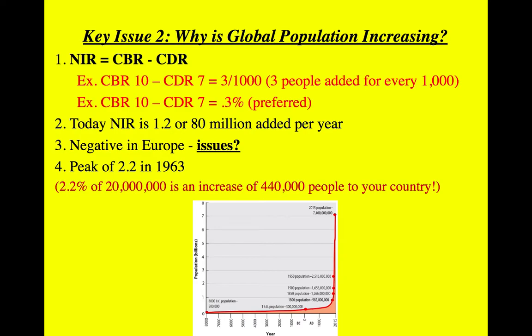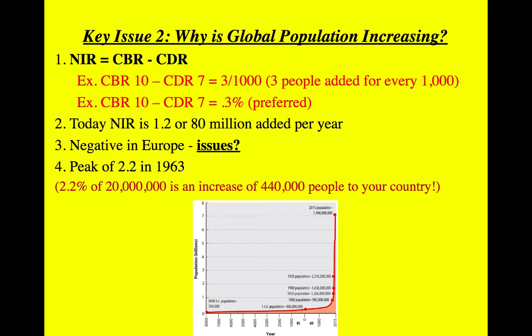Remember the formula. Natural increase rate is your crude birth rate minus your crude death rate, and then move the decimal over one spot and you convert it to a percentage. Sometimes you'll see it per 1,000 people, like we see IMR and other statistics. So I've added that on here as well. So 3 people per 1,000 people. That means 3 people were added for every 1,000 people in the country.